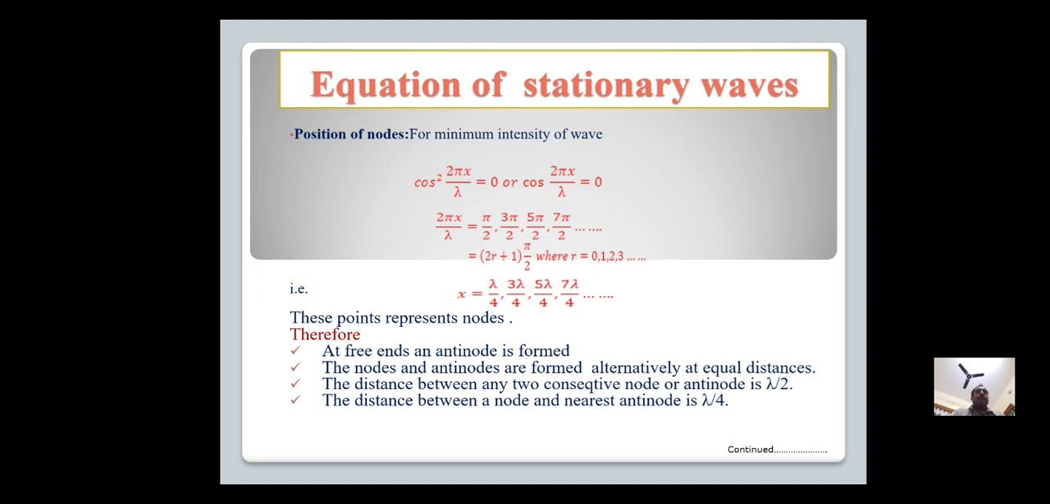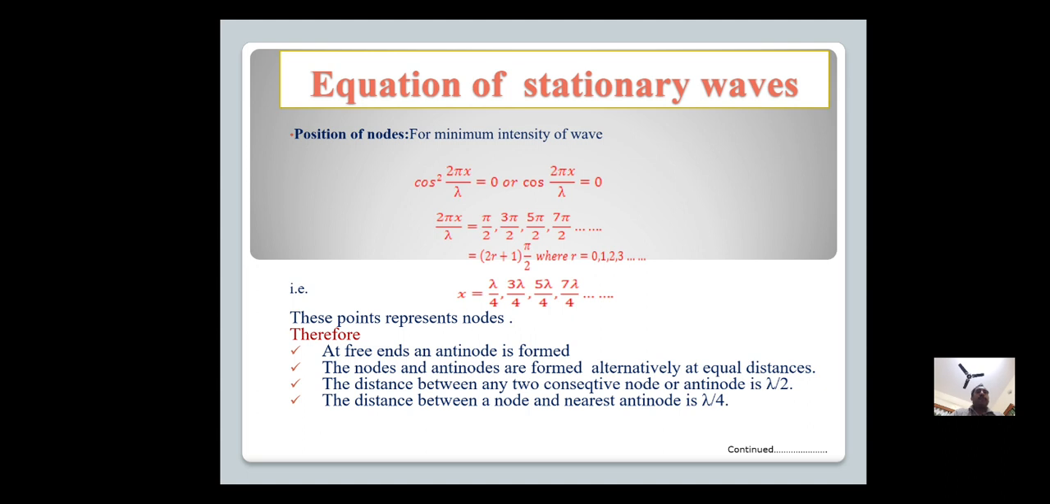Now to find out the position of nodes, as at the point of nodes the intensity remains minimum, we must have cos square 2 pi x upon lambda equal to 0, or cos 2 pi x upon lambda equal to 0. So taking the general value of this, we get the position x equal to lambda by 4, 3 lambda by 4, 5 lambda by 4, and so on as the position of nodes. So we see that at free ends an antinode is formed.